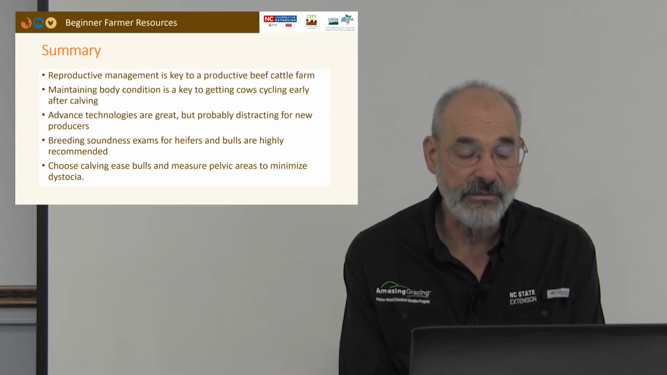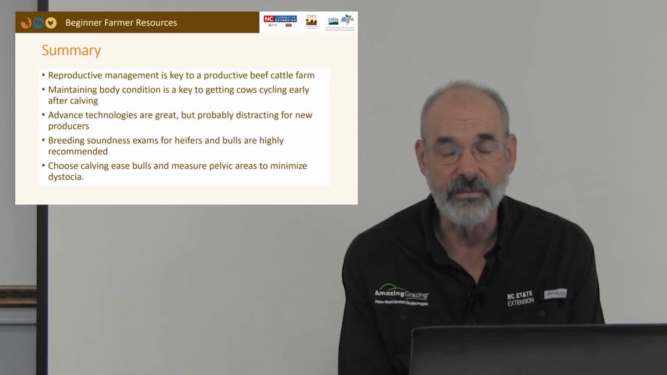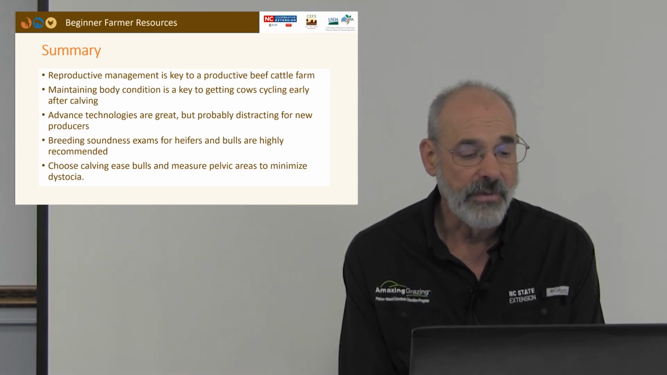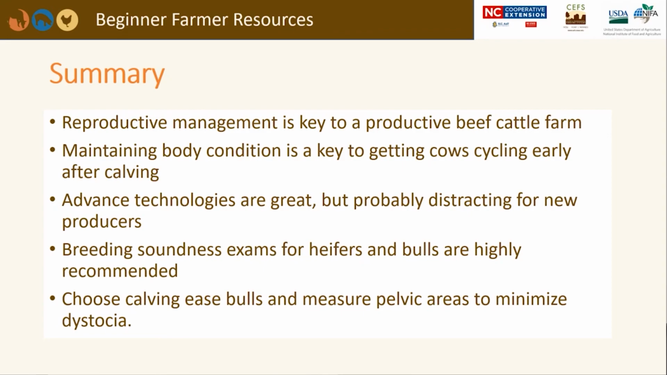Breeding soundness exams for heifers and bulls are highly recommended, and because of this you need to have a relationship with your veterinarian, which we will mention in the health and well-being presentation as well. And we also need to be choosing calving ease bulls and measuring pelvic areas to minimize our dystocia. Dystocia is the one thing that happens that really is challenging for new producers, and we need to do everything we can to prevent it, and then we need to recognize it when it happens and call someone to get help.